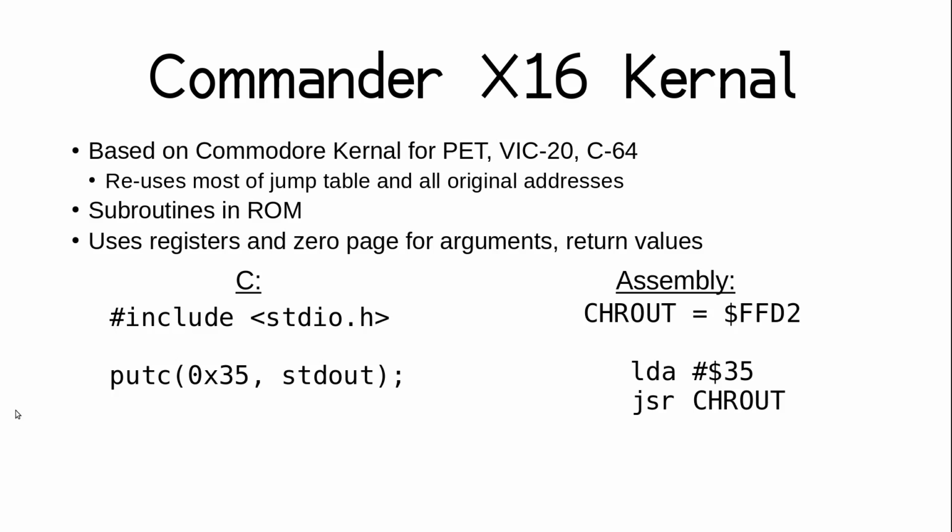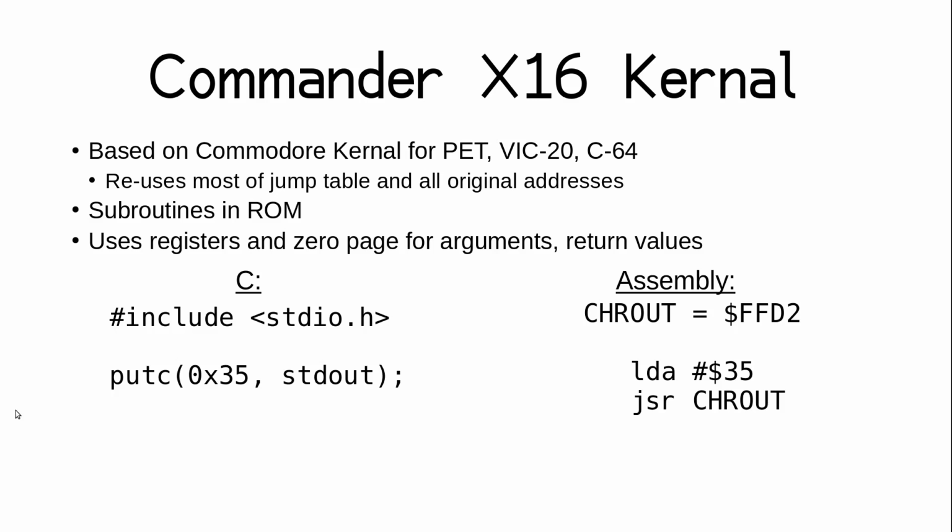One of the legacy subroutines carried over is char out at the hex address FFD2, which works much like the putC function in the standard C I/O library. With putC, you specify a character value and a file to write it to. If we specify the standard output file, it will print that character to the console screen. With char out, the console is the default destination, so whatever value is in the accumulator will be printed out.